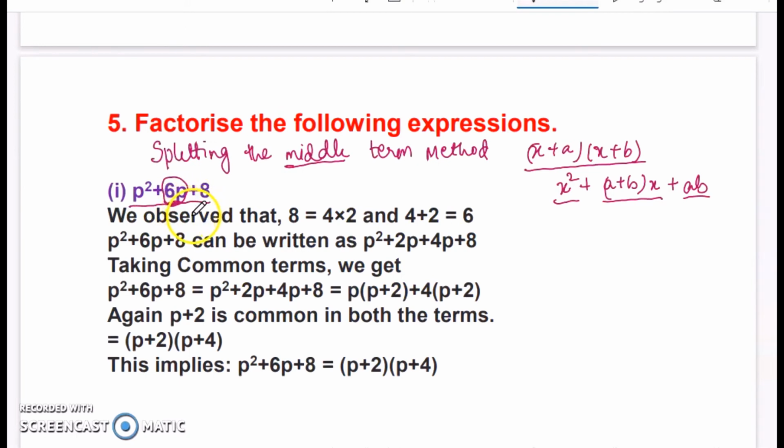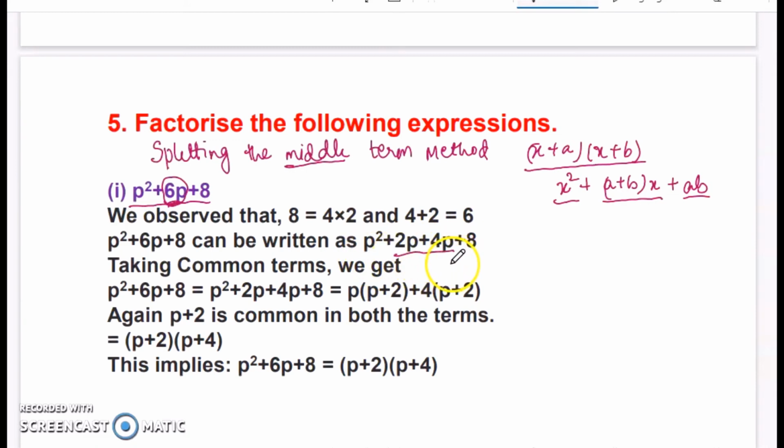So this is the middle term 6p. We have to split it. How will we split it? We will write it as 2p plus 4p. 2p plus 4p will give me 6p only. And product of 2 and 4 is giving me 8. So this is the way I will split it.